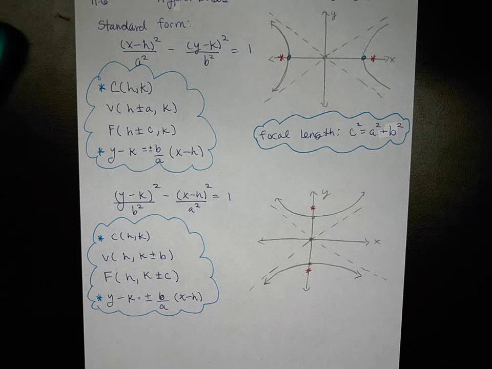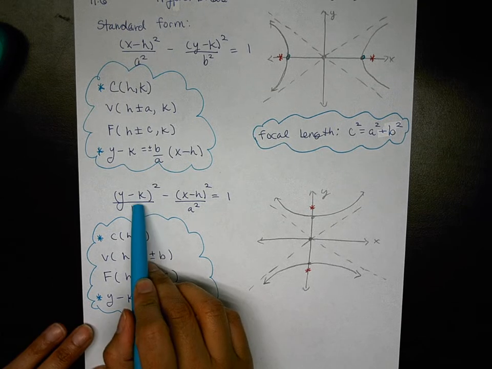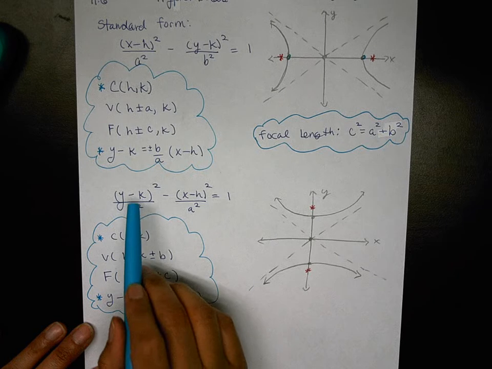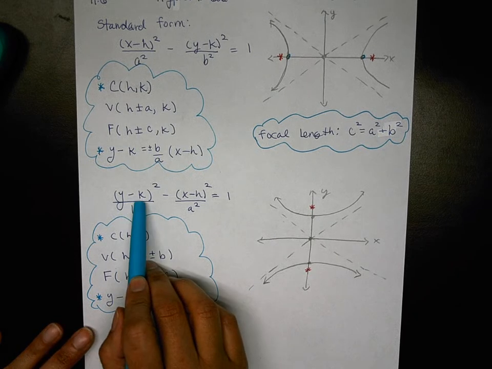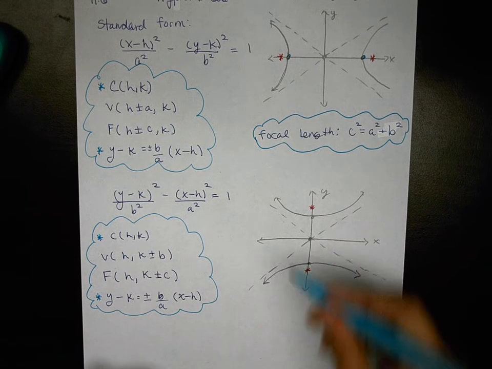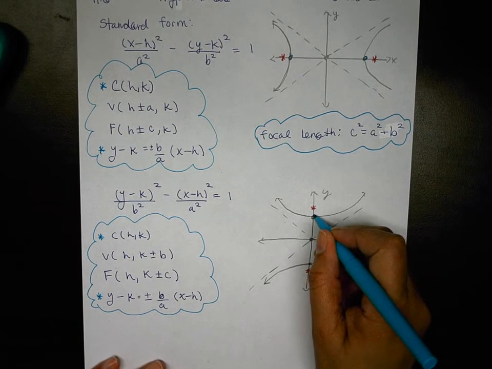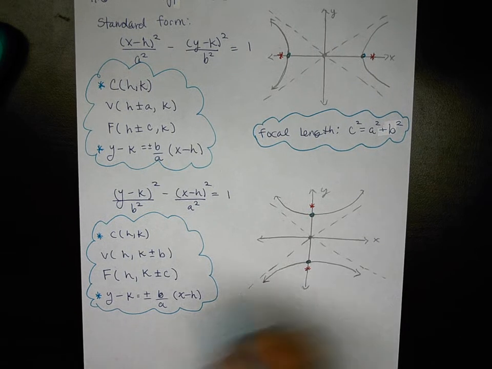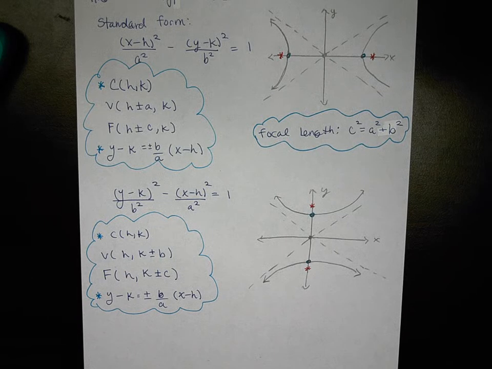If your y variable comes first, you think about which direction does the y-axis run? Right and left or up and down? Up and down. Therefore, everything's going to be up and down. Your graph is going to be up and down, which means your vertices will be up and down, and your foci are going to be up and down. It does not matter where your major axis is. Everything's going to be up and down. Any questions? We're good? Okay.